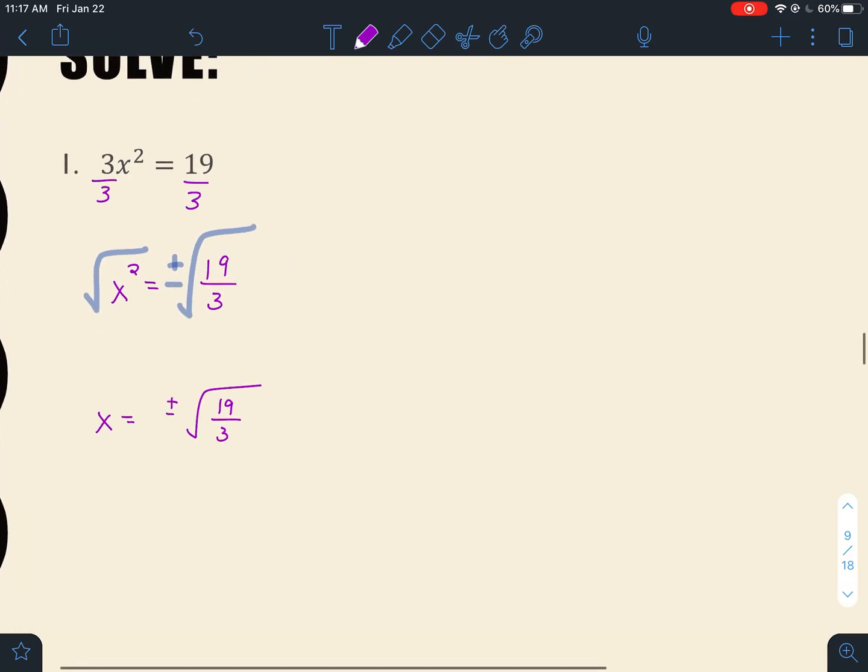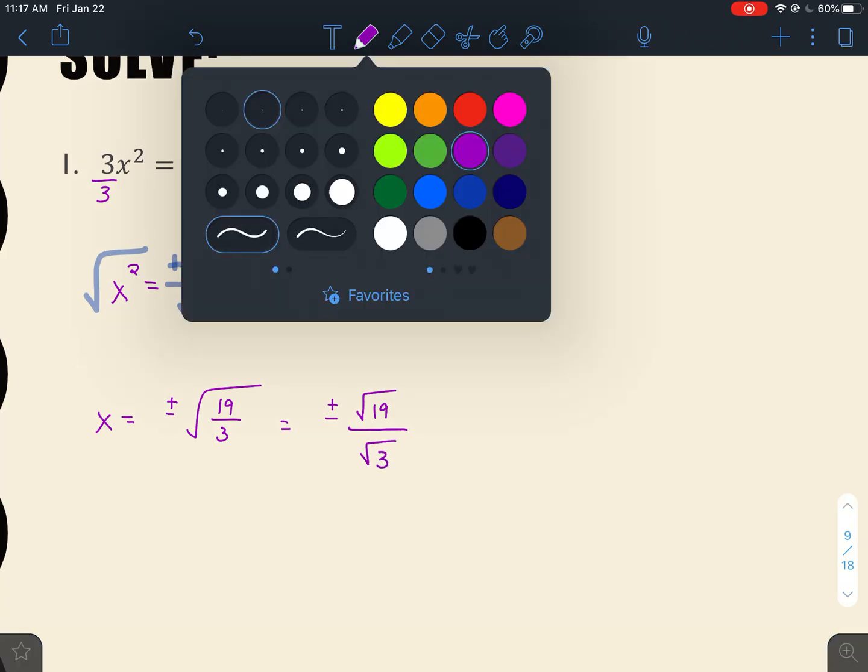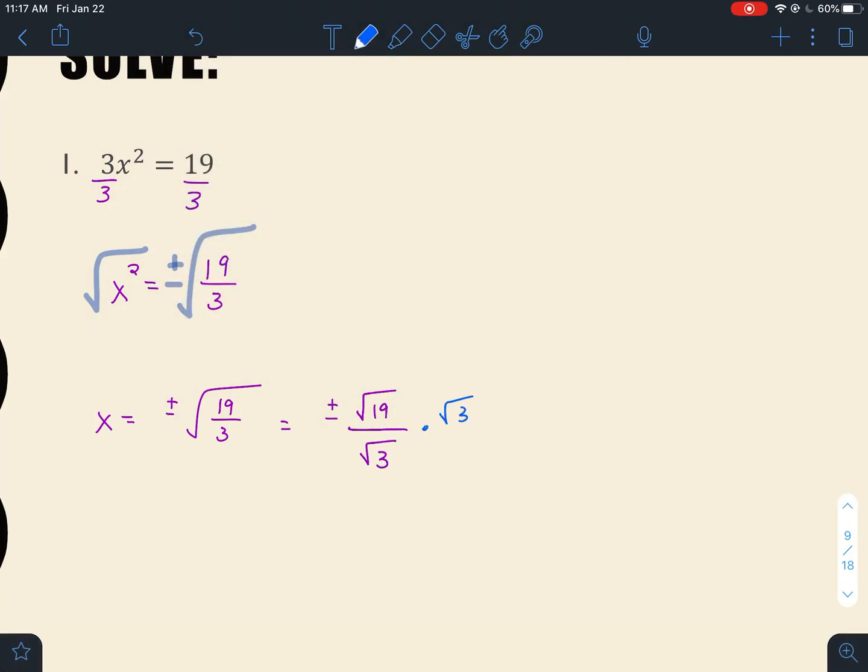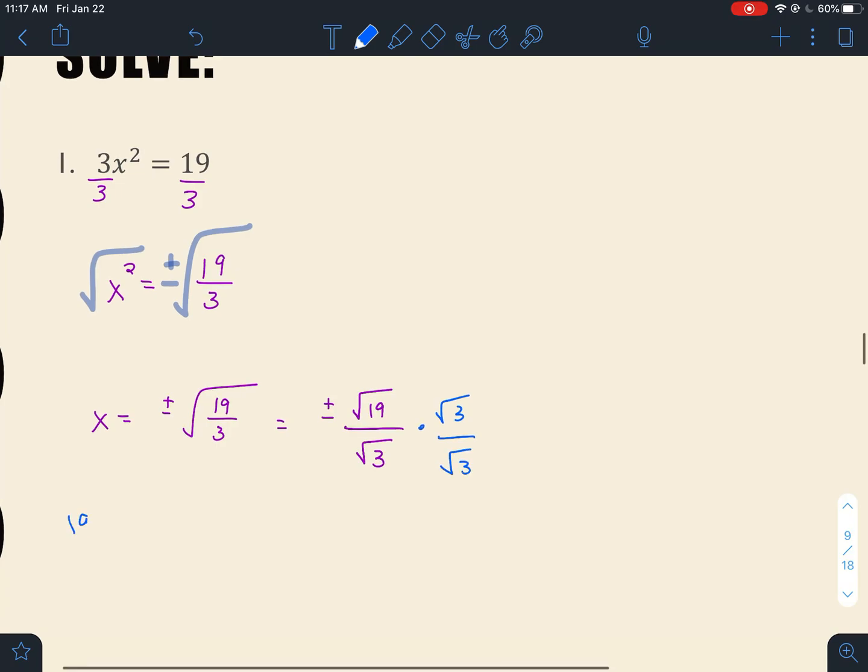Well, remember, we need to rationalize that. So we can make that plus or minus the square root of 19 over the square root of 3. And then, to rationalize, get rid of the square root in the denominator, and 19 times 3 is going to be 57. So this is going to be plus or minus the square root of 57 over 3.